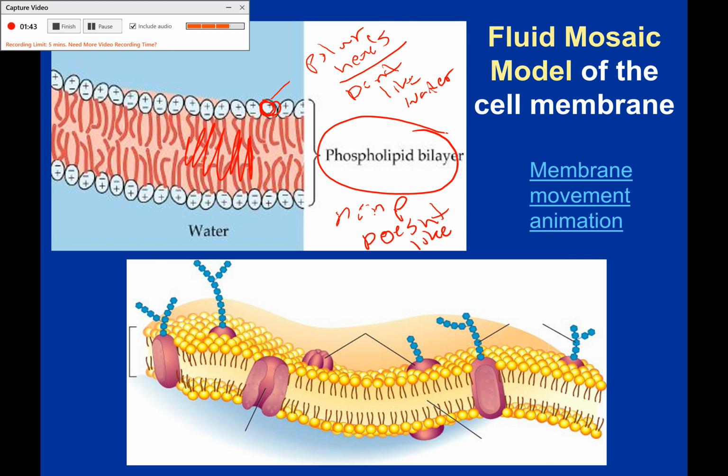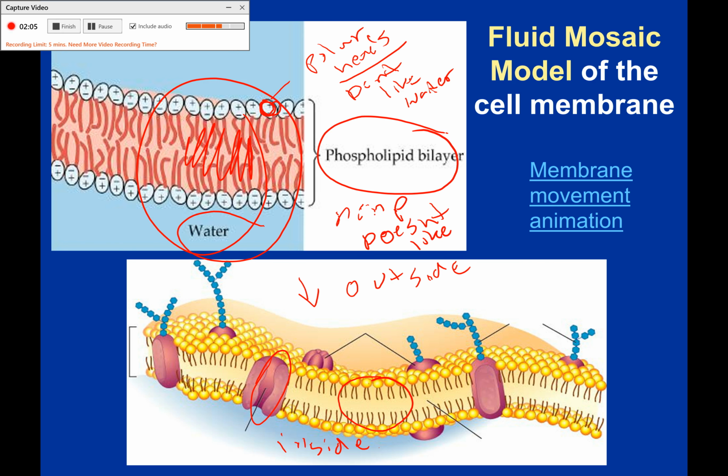Now, there are two illustrations here. You have this top one, and then you have this one right here. What I want you guys to notice is this is outside the cell, and this is inside the cell. So you have this phospholipid bilayer here, and you should notice that you have these protein channels right here. So molecules can actually get from outside the cell to inside the cell.